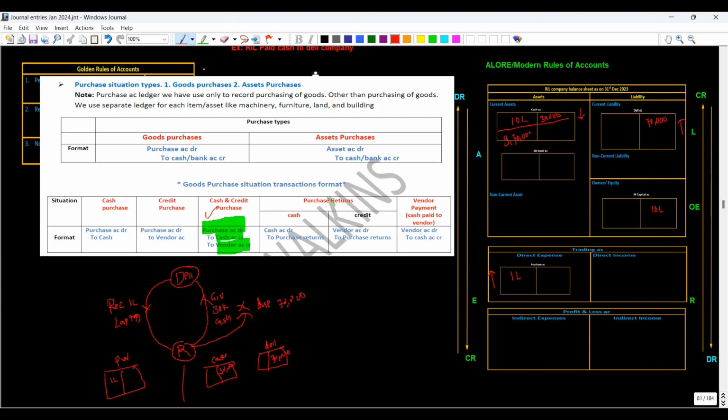In case after recording this transaction, in future if the company pays the total due, then what journal entry will come? Vendor payment journal entry will come later on? Sir, your voice is cutting out. What is happening? Now clear?